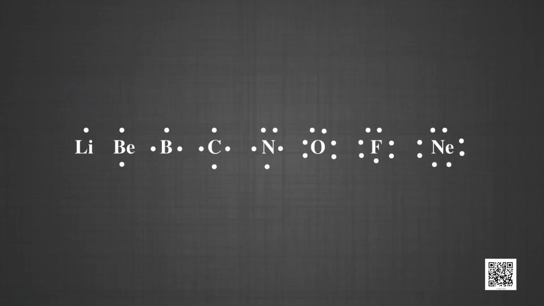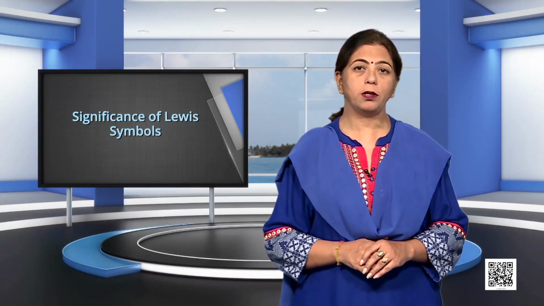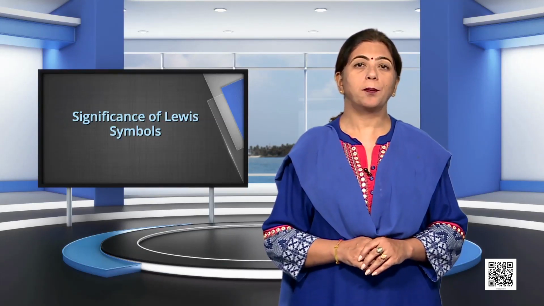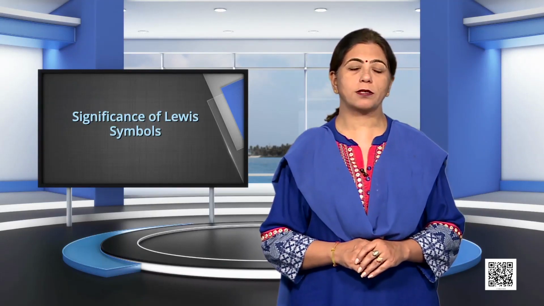The significance of the Lewis symbols. The number of dots around the symbol represents the number of valence electrons. This number of valence electrons helps to calculate the common or group valency of the element. The group valency of these elements is generally either equal to the number of the dots in the Lewis symbol or 8 minus the number of dots or the valence electrons.